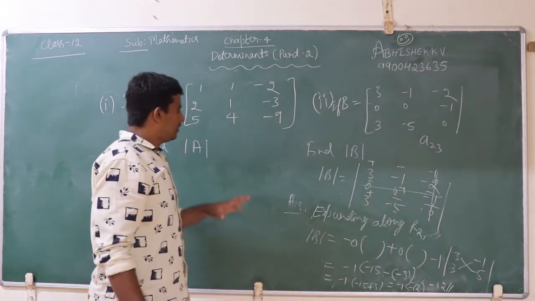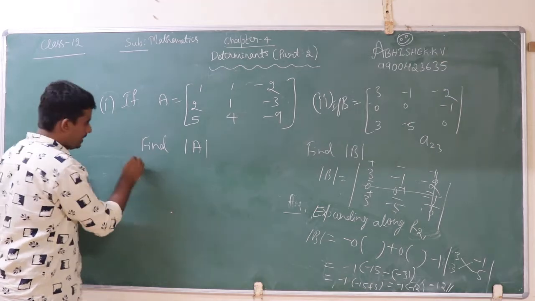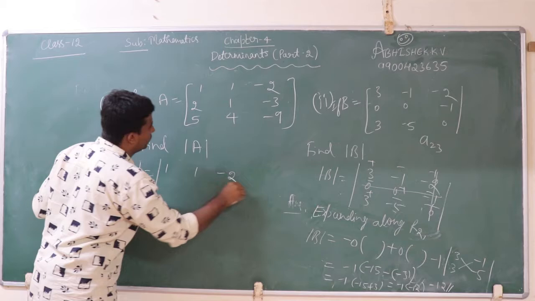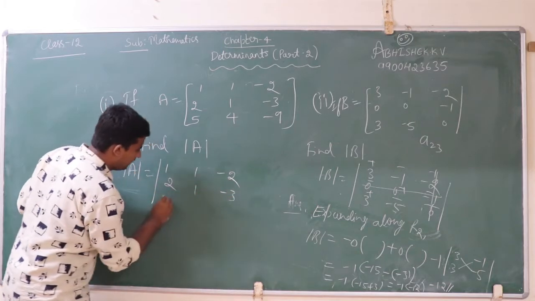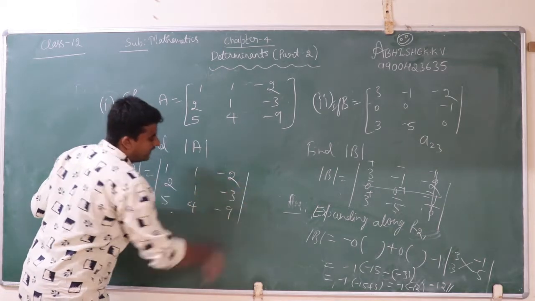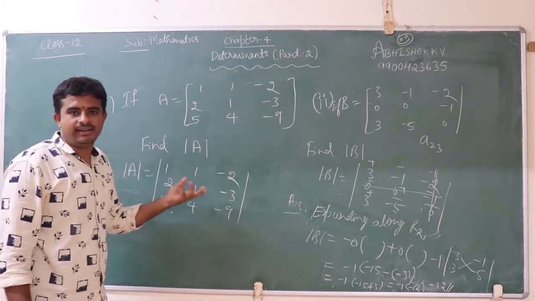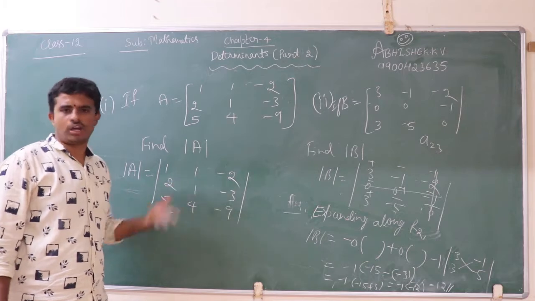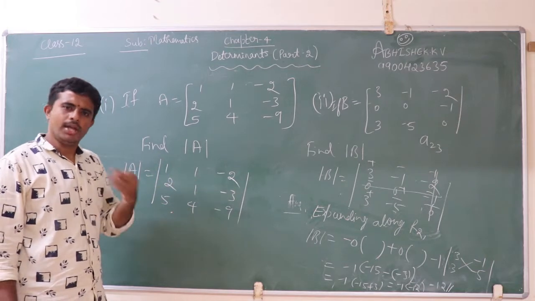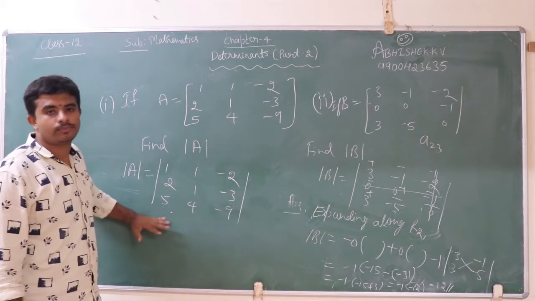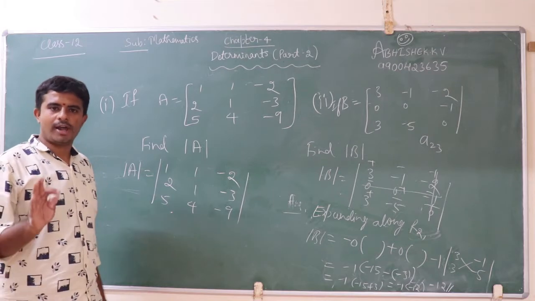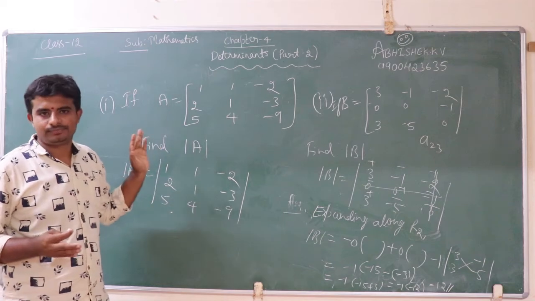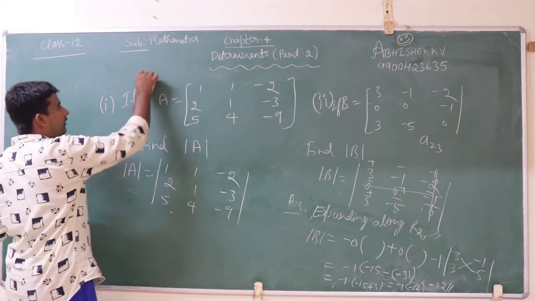Is it clear? And here, the determinant of A is equal to the determinant of [1, 1, -2; 2, 1, -3; 5, 4, -9]. No row or column contains even one 0. So go through any row or column. Expanding along any row or column, you will get the same answer. I leave this problem to you. I hope you are all getting how to expand the given determinant. Okay, these are all for 1 mark.